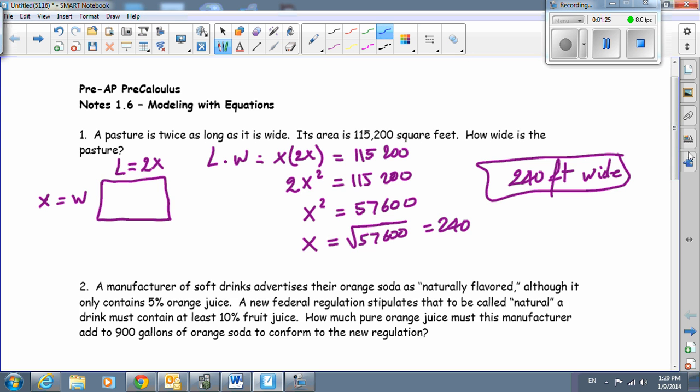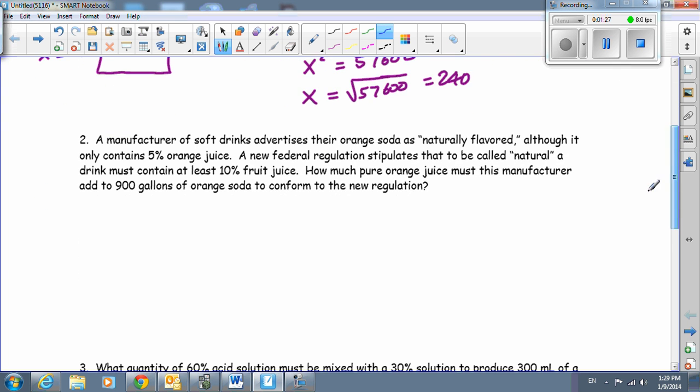Let's go ahead and look at the second problem. The second problem says a manufacturer of soft drink advertises their orange soda as a natural flavor, although it only contains 5% orange juice. A new federal regulation stipulates that to be called natural, a drink must contain at least 10% fruit juice. How much pure orange juice must this manufacturer add to 900 gallons of orange soda to conform to the new regulation? Now, let's start with the 5%.